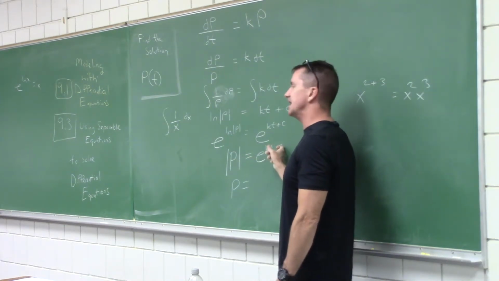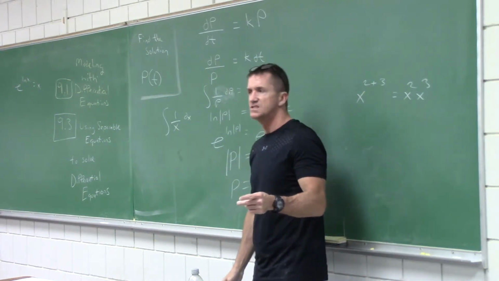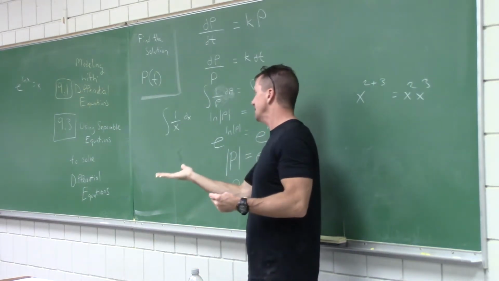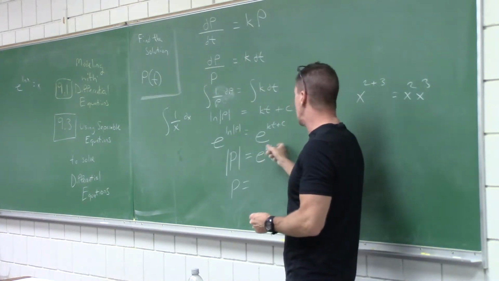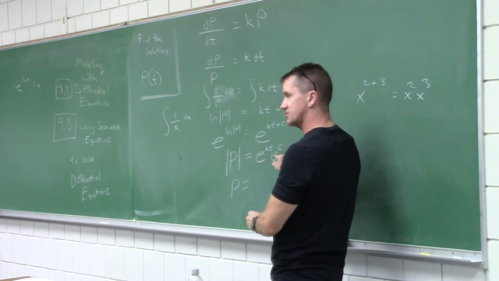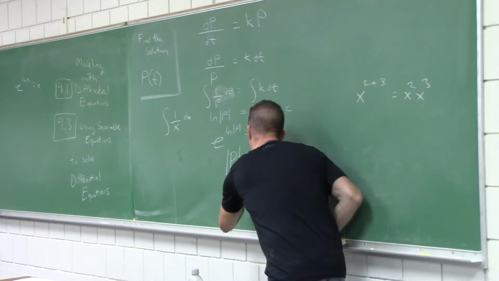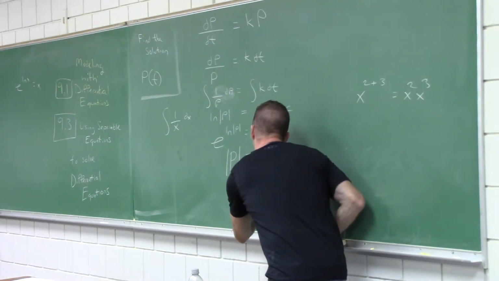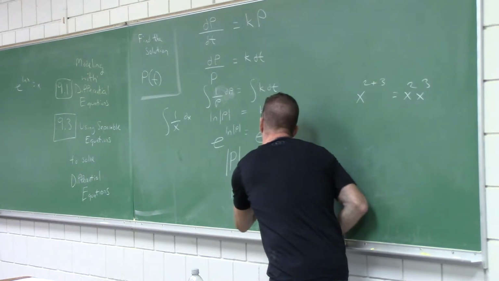e to a constant, can I just call that a constant C? What is e? 2.71828, right? So 2.718 raised to a constant is just an unknown constant. So I'm going to call this letter C and put it in front of this. And we solved it.